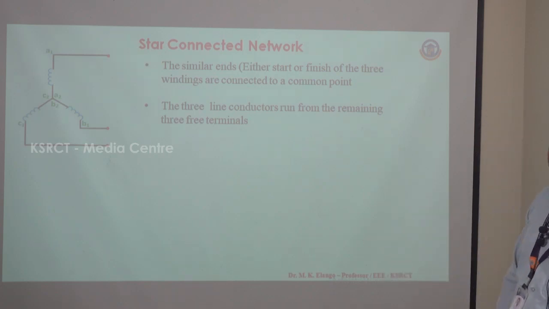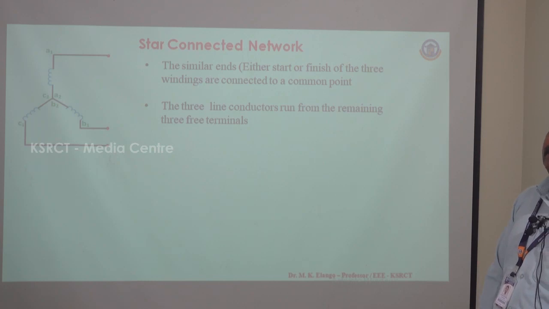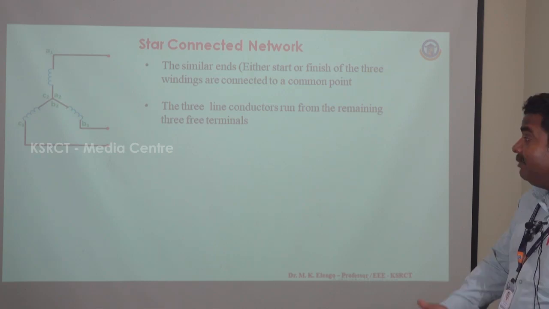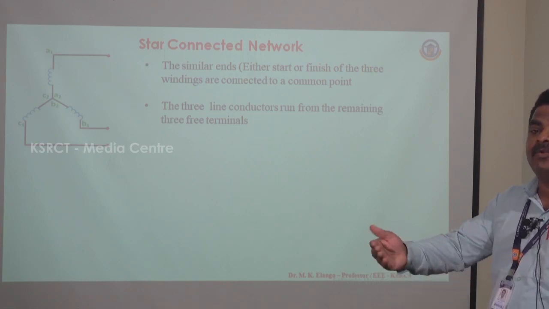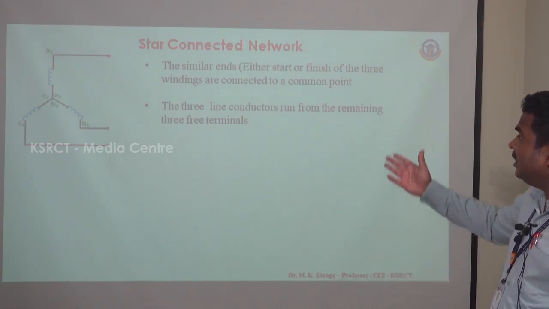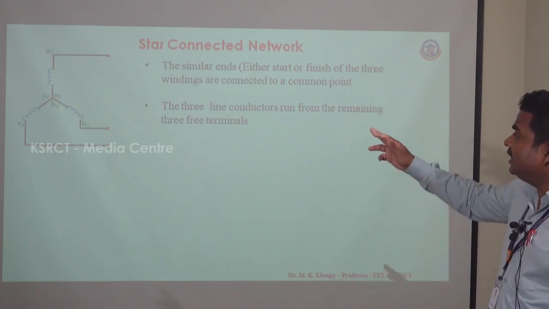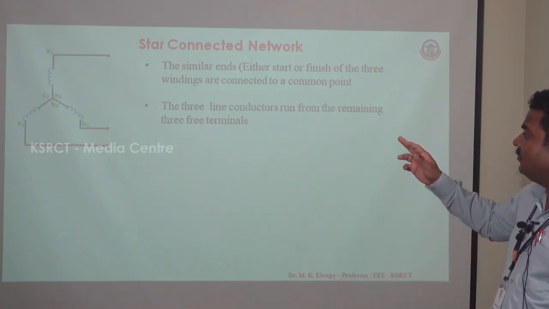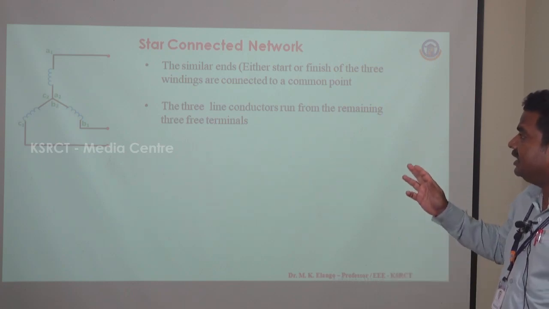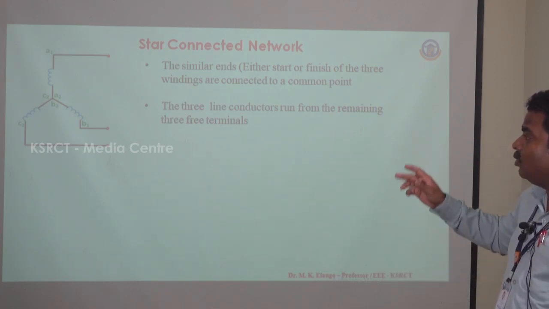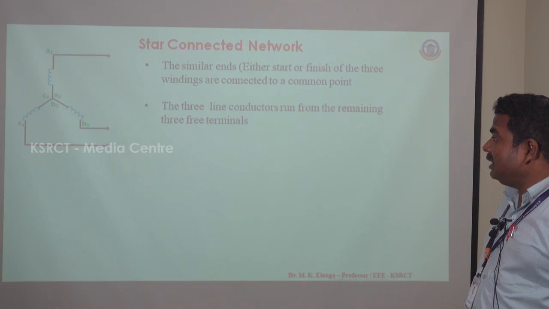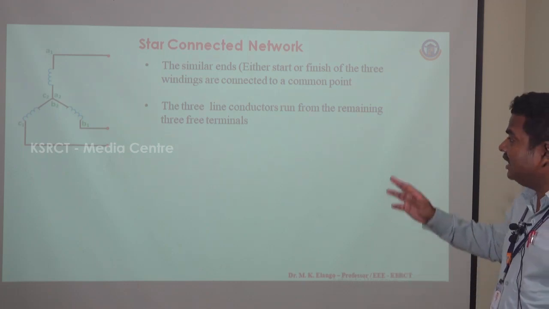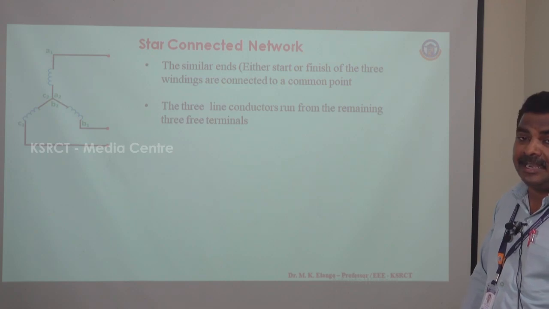Here the similar ends, whether the starting terminals or the ending terminals, are connected to a common point, and the remaining three terminals are left as free terminals. From these we retrieve the electrical power. From this diagram we can see three windings, R phase, Y phase and B phase. A1, A2 are the starting and ending terminals of the first winding. Similarly, B1, B2 is the second winding, B1 the starting and B2 the ending, and the third is C1, C2, with C1 the starting and C2 the ending.